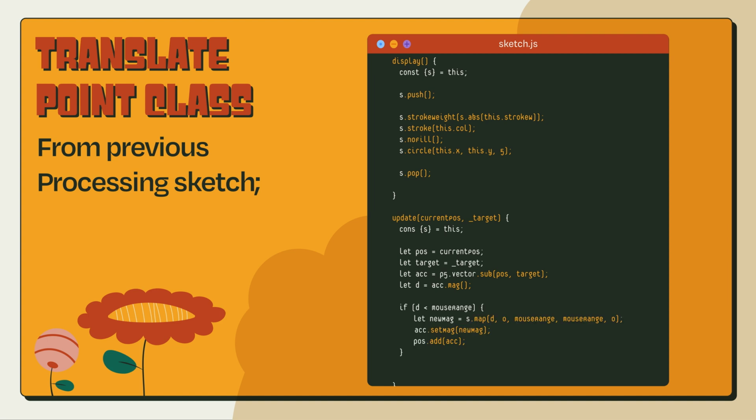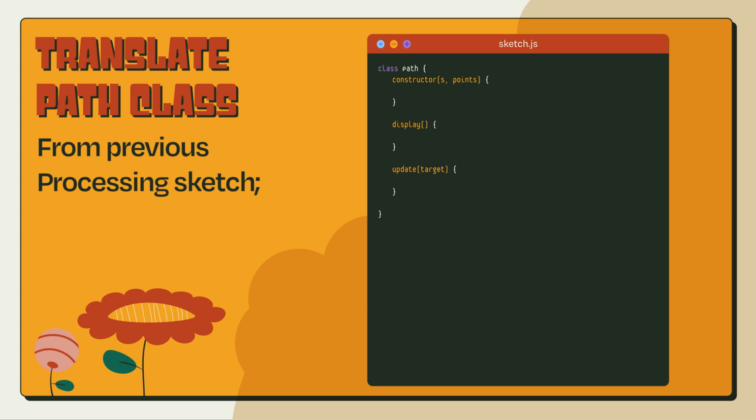To move the points, we set the magnitude of the acceleration vector to a new one and move the position by that acceleration by adding the two vectors. The new magnitude is the mapping of the old distance from 0 to the mouse range, flipping it to the mouse range to 0. As in, if the distance between each point and the target vector, here the mouse, is 0, make it the full mouse range, stretching it outward. And if the distance is the full mouse range, there is no movement since we're already at the edge of the mouse's radius. Next, we'll move on to the path class from the same video I referenced before.